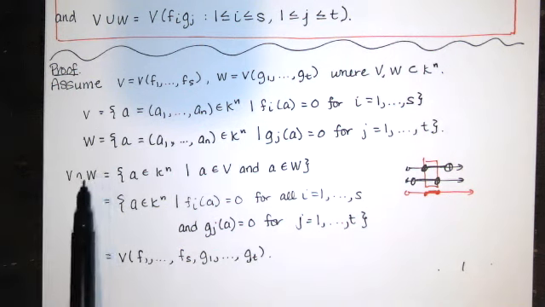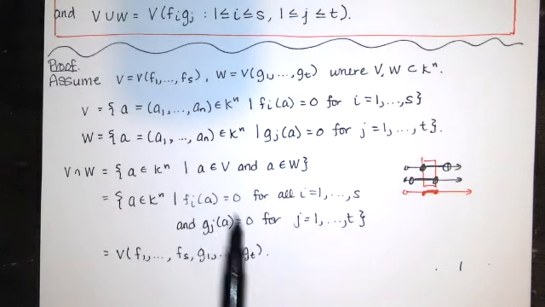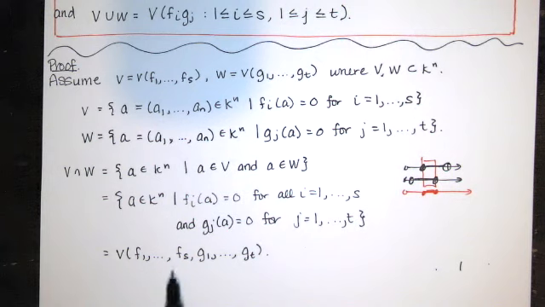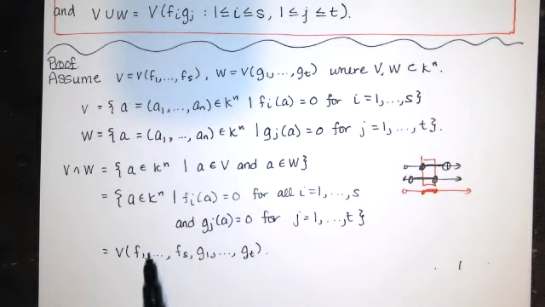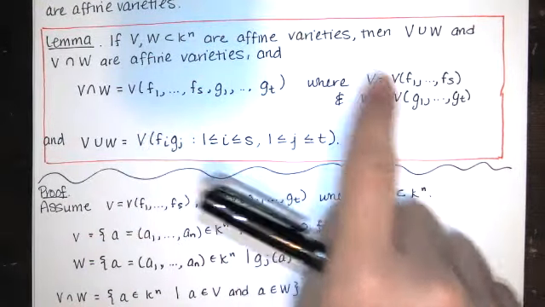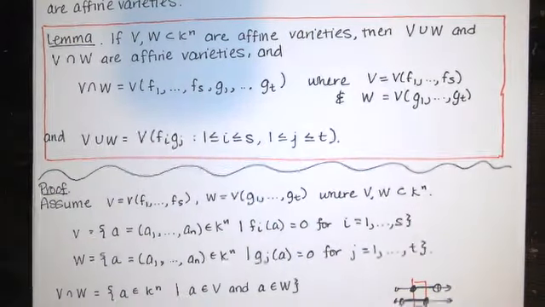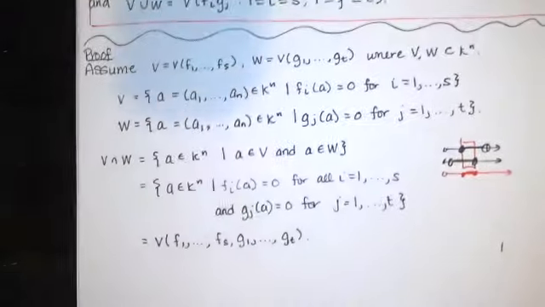So if we're in this set, that means that we're in this set and this set, which means these are all 0 and these are all 0. And if both of those are 0, then we're saying we're in this variety as well. So that proves this, that if these are affine varieties in n-dimensional affine space and we're defining them this way, the intersection is that. This one is a little bit trickier.